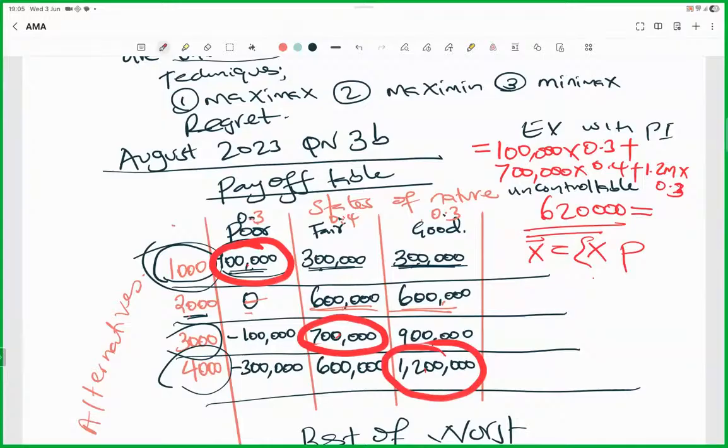But you see now we are in an environment of probability. So we must do what here? Yeah, we are working with states of nature, yes.